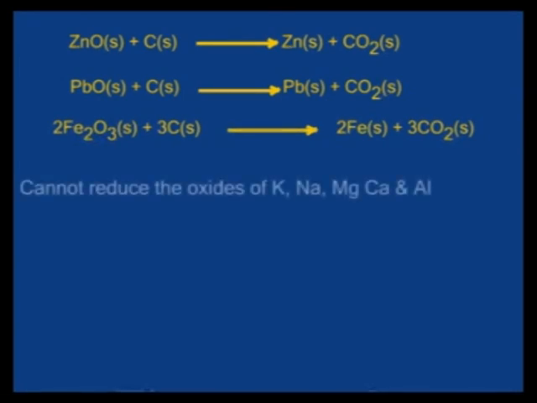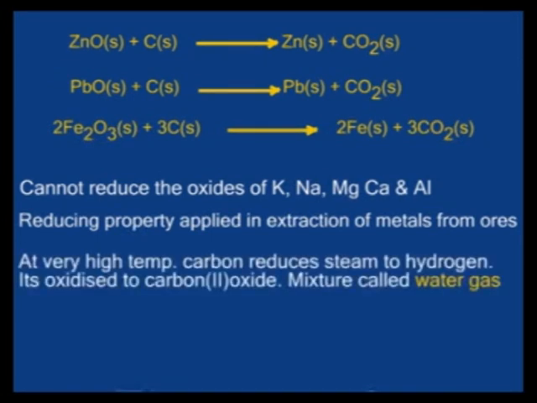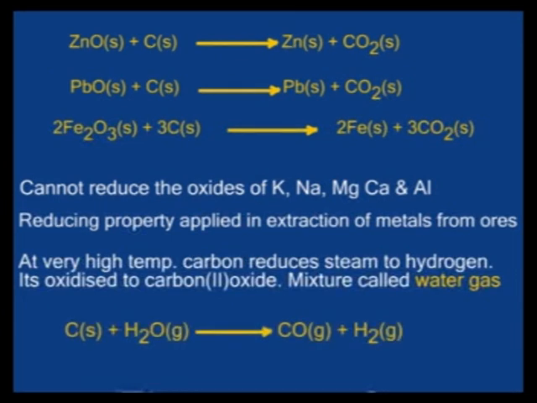However, it cannot reduce the oxides of potassium, sodium, magnesium, calcium, and aluminium. This reducing property is used in the extraction of metals from their ores. At very high temperatures, about 1200 degrees Celsius, carbon reduces steam to hydrogen and itself is oxidized to carbon monoxide or carbon 2 oxide. The mixture of the two gases is called water gas according to this equation.